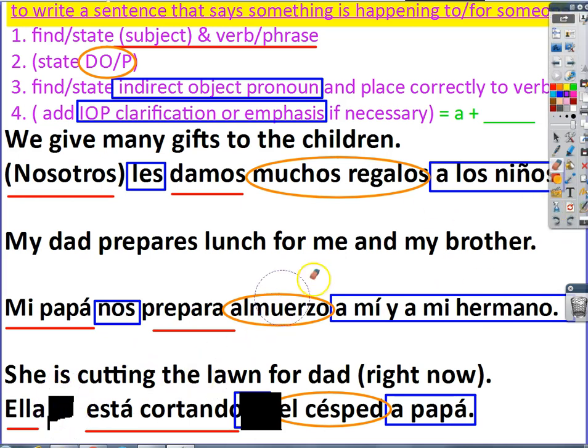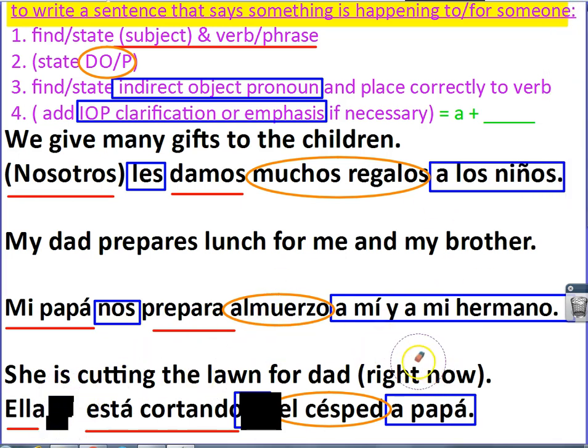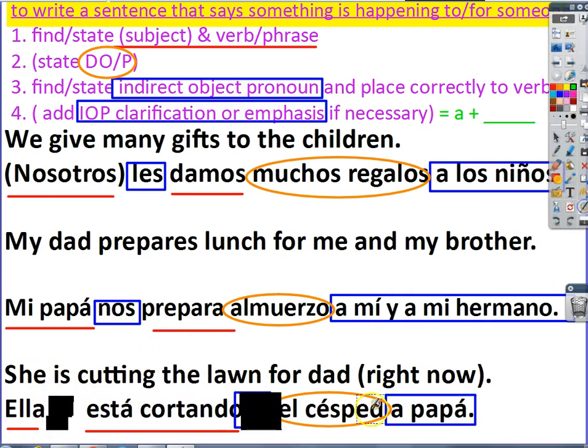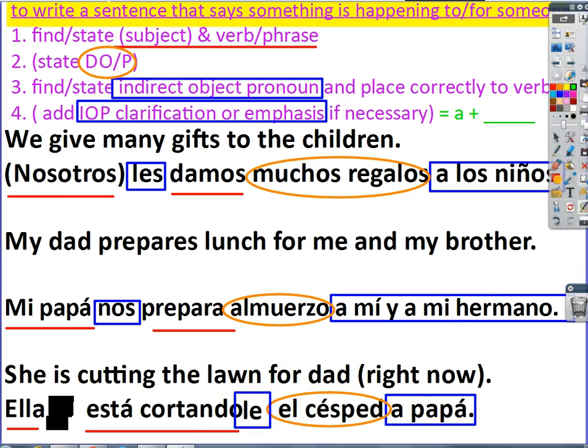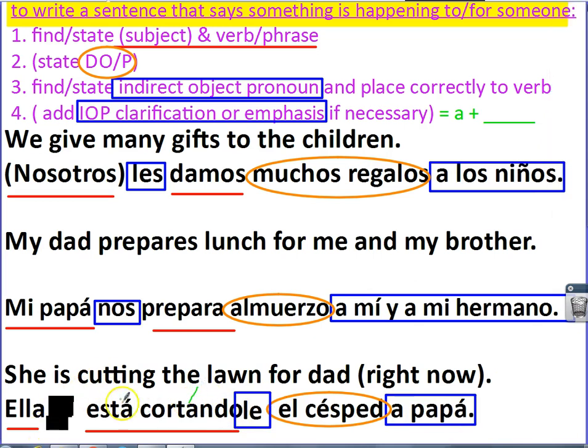And go ahead and skip a line. Rewrite ella está cortando, but this time attach the le at the end. And we need to put the accent on the A. So ella está cortándole el césped a papá. So you had the first sentence, ella le está cortando el césped a papá. Skip a line, and now you have ella está cortándole el césped a papá. I couldn't write another sentence because I'm out of room.